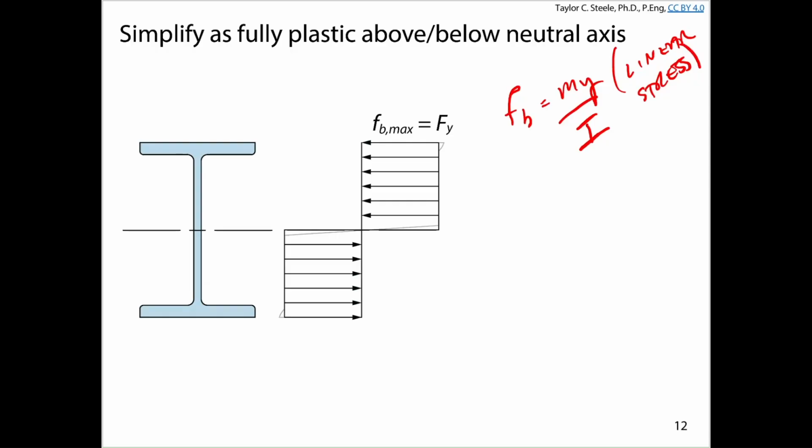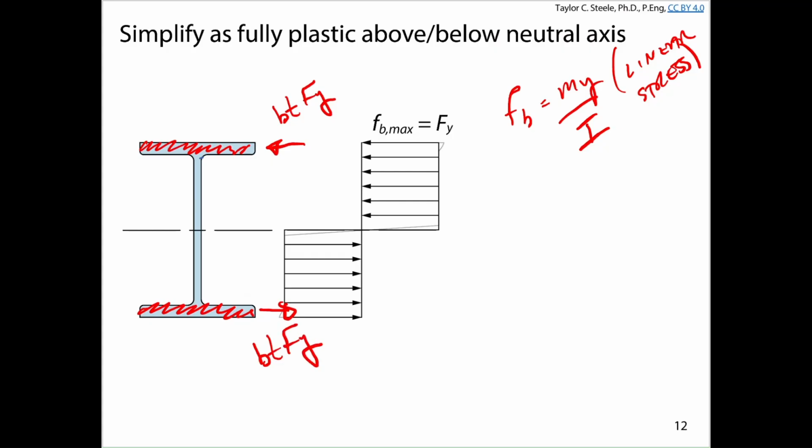above and below the neutral axis here. And so basically what we're going to do is break this up into the force in the flange above and below the neutral axis. And we're going to say, okay, there's a force here that's equal to the area of the flange, which is bt, times Fy. There's a force in tension down here. That's the area of the flange times Fy.